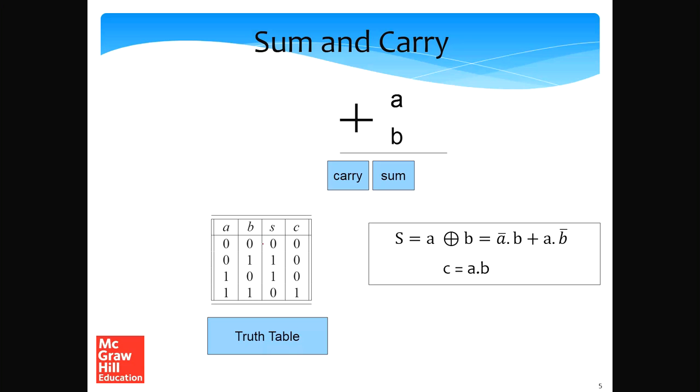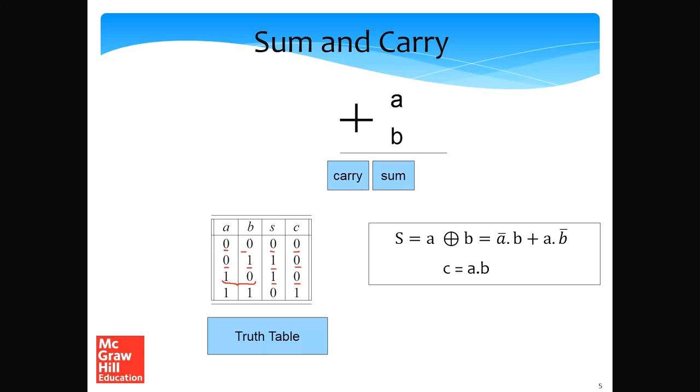If I draw a simple truth table of the values of A and B and the sum and carry, we see that if A and B are 0 and 0, the sum is 0 and the carry is 0. If A is 0 and B is 1, the sum is 1 and the carry is 0. Likewise, if A is 1 and B is 0, the sum is 1 and the carry is 0. And lastly, if A is 1 and B is 1, the sum is 0 and the carry is 1. The sum is the LSB, mind you, and the carry is the MSB.